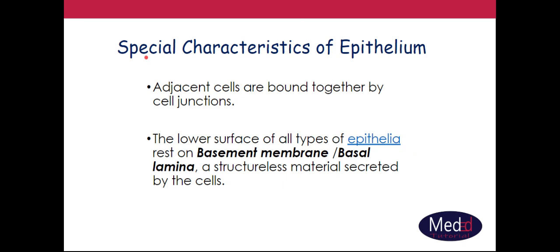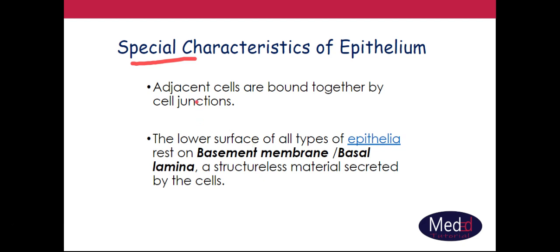Now, what are the special characteristics of epithelial tissue? I want you to take note of this, because sometimes you get this in MCQ questions. They will tell you, the following are properties of epithelial tissue, so you have to note what I will be talking about now. I already mentioned this before: adjacent cells are bound together by cell junctions.